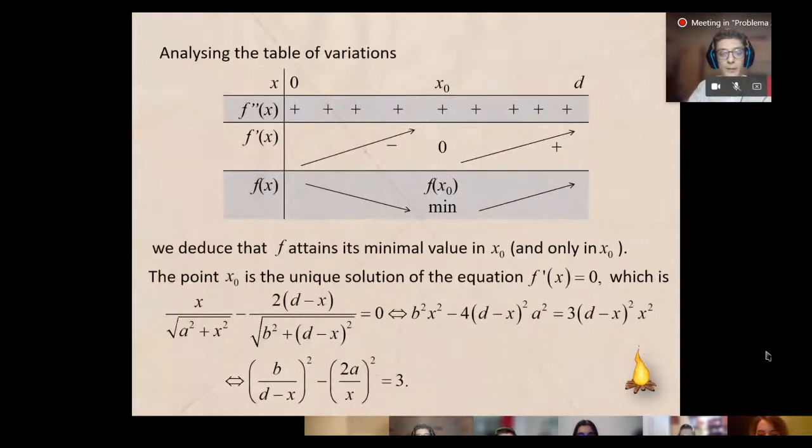Here we have a table of variations. We deduce that f attains its minimal value in x0, and after some calculations, we found a formula which is this one, where a, b, and d are given values and x is the only unknown value.